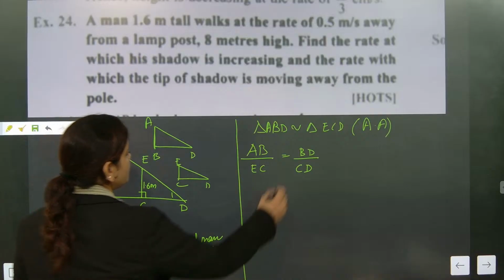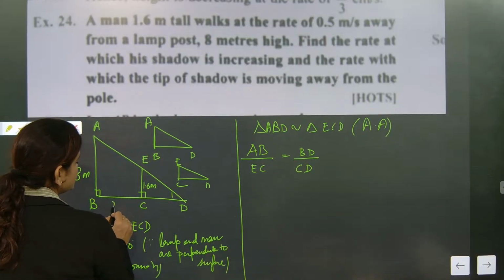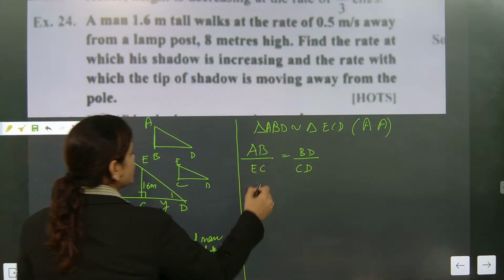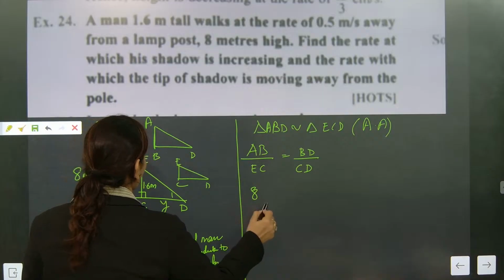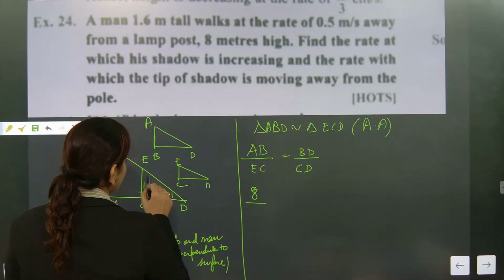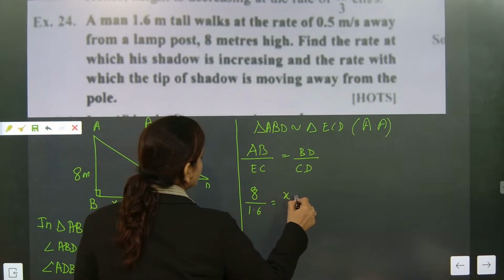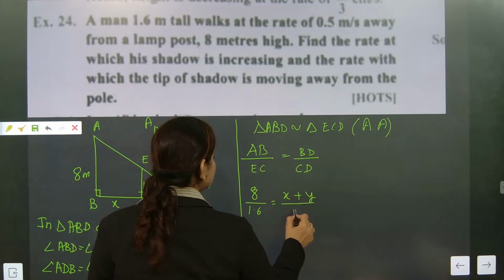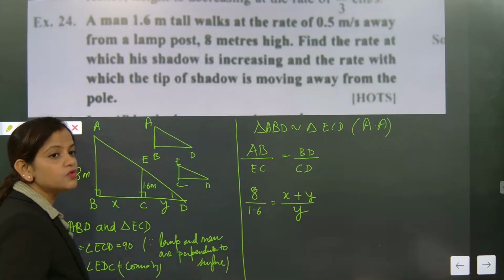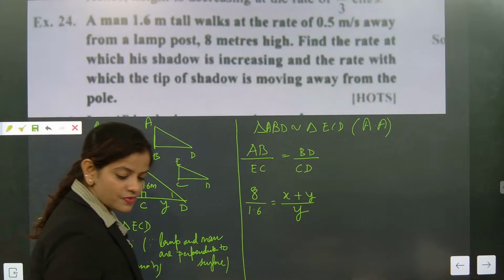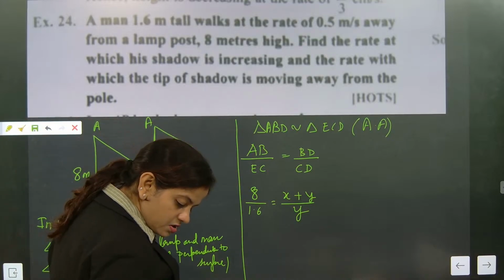So now look at it. BD can be written as, if this BC is x and this is y. So we can say AB is how much? 8. And this part is 1.6. Now what is BD? BD can be written as x plus y. And what is CD? CD is y. You have to solve like this first. You need to understand.